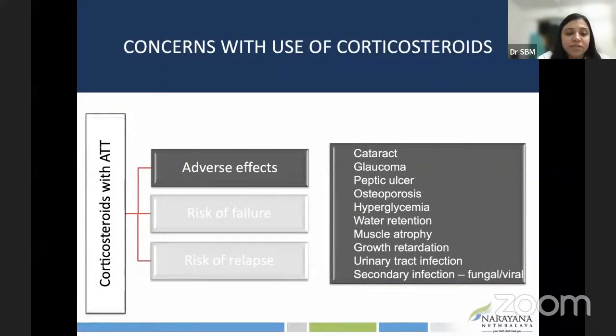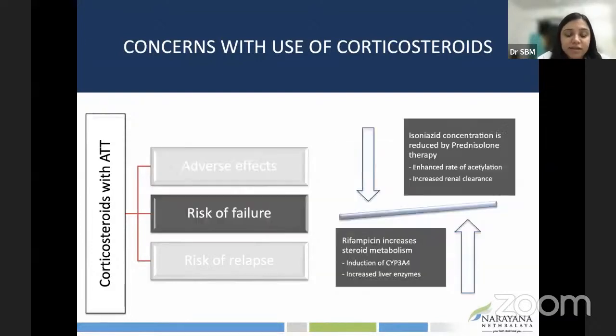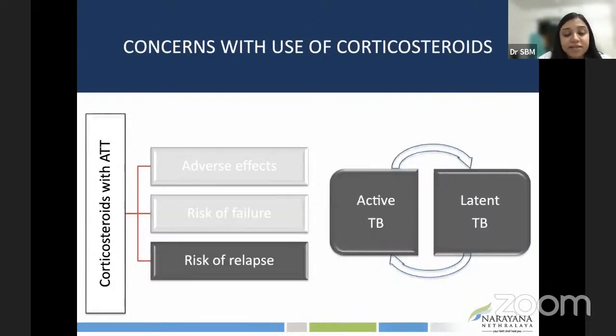There are these known adverse effects of corticosteroids, be it ocular or systemic. Then again, there is a risk of failure of ATT when treated with corticosteroids, because the isoniazid concentration is reduced by the use of prednisolone. This is because of an enhanced rate of acetylation and also increased renal clearance. At the same time, rifampicin can increase steroid metabolism by inducing liver enzymes. So this may change the levels of the ATT in the blood. And finally, there is a risk of relapse by inducing latency of tuberculosis.